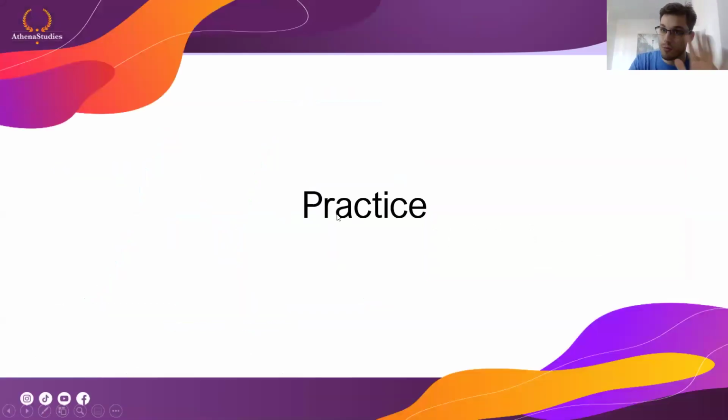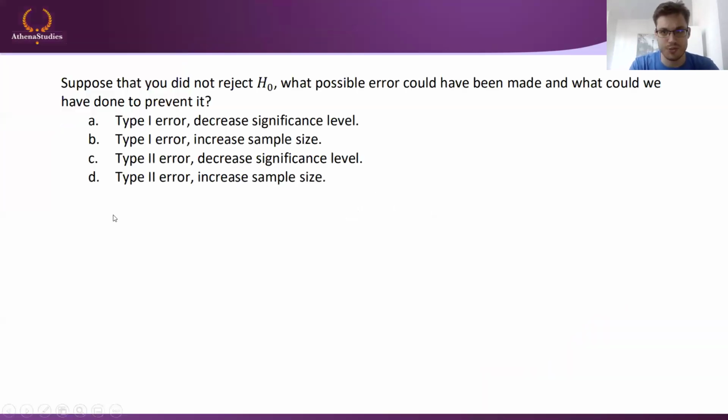All right, let's do some more practice here, and then we move on to the final part, which is going to be the one sample t-testing. I think this one has only one question, so you're good. So let's see. Suppose that you did not reject H0. What possible error could have been made, and what could have been done to prevent it?